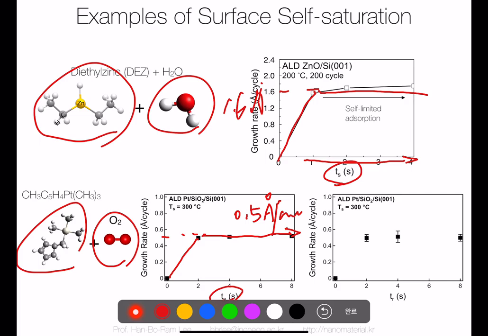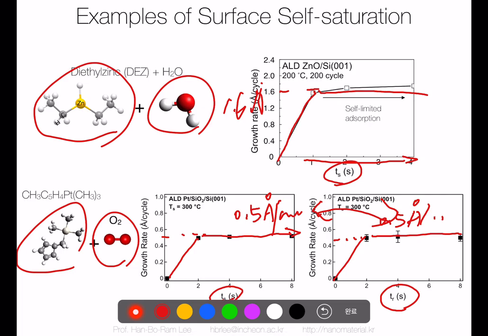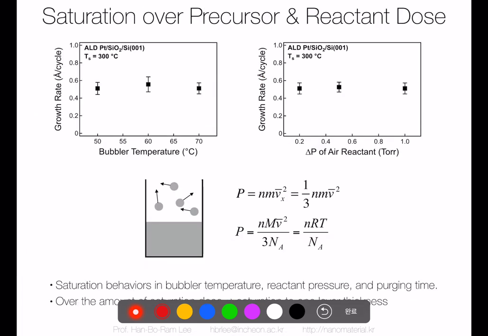And then a similar one. This is the counter reactant exposure time. As it increases, it saturates. Definitely the saturated value is almost 1.5 angstrom per cycle, the same as the other one. The saturated growth rate should be the same regardless of the dose condition.